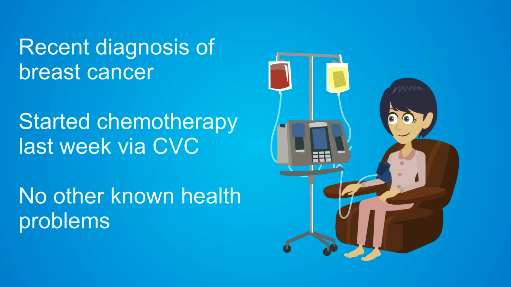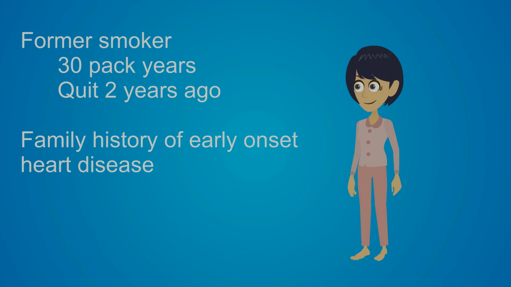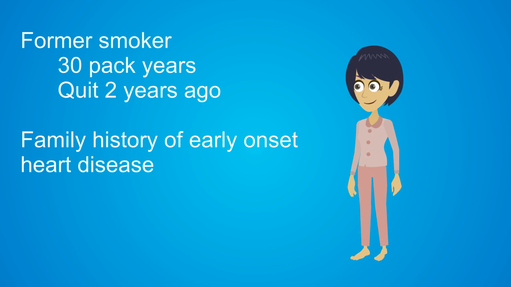You learn that the patient has a recent diagnosis of breast cancer and started chemotherapy via a central venous catheter last week. The patient has no other active health problems. The patient is a former smoker with a 30-pack year history. However, she quit smoking 2 years ago. The patient also relates a family history of early onset heart disease.